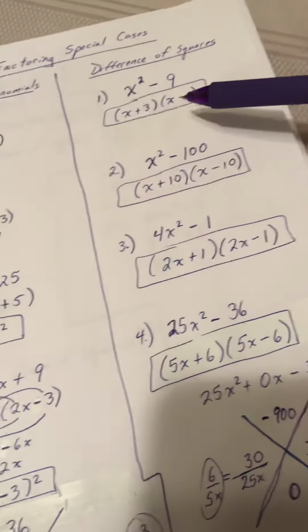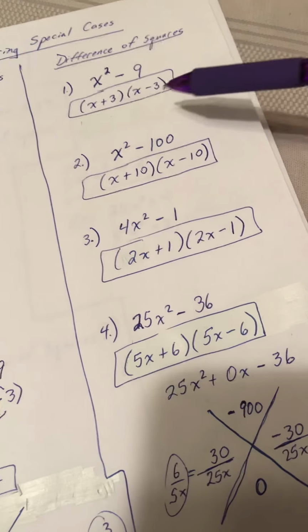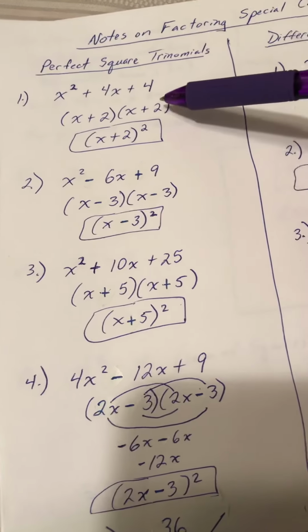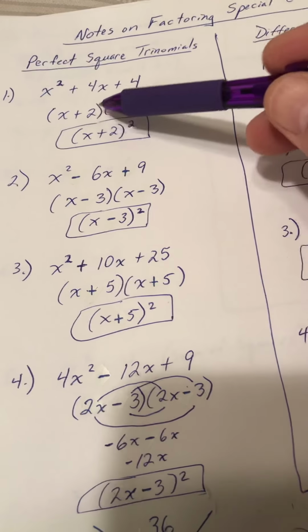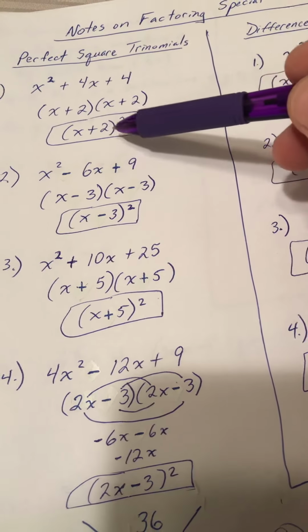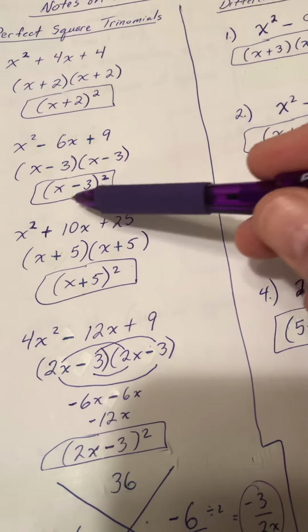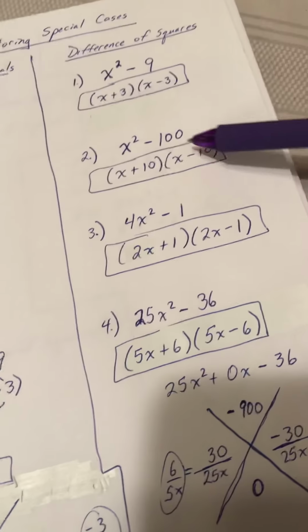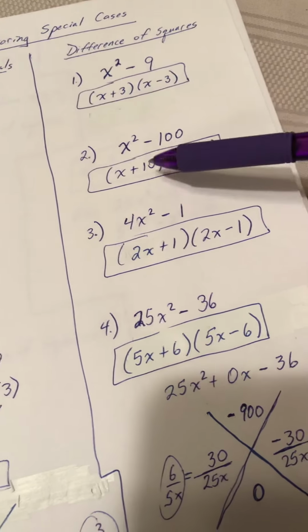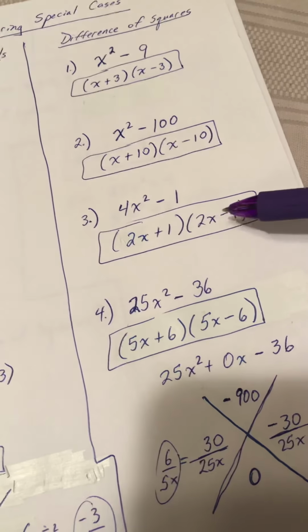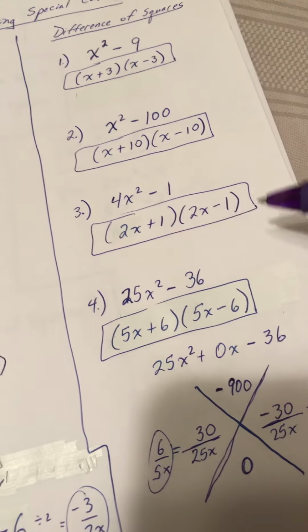Now notice, I'm not writing these answers as parentheses squared like over here, because this is the same sign, plus and plus, so we can write that as x plus 2 parentheses squared, x minus 3 parentheses squared. Whereas over here, it's a plus and a minus. It's not the same thing. So the answer has to be written with two sets of binomials.